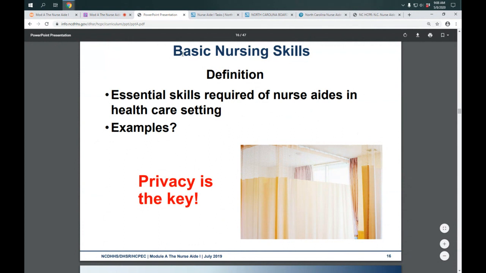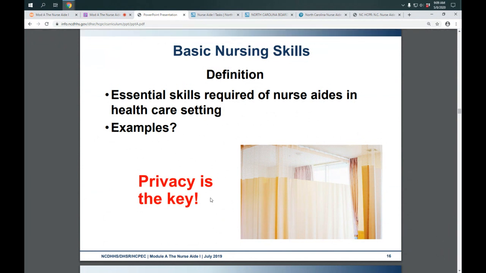Basic nursing skills would be monitoring, documenting, reporting vital signs, management of pain. Oh boy, we're going to have a whole little unit on pain. As directed by the nursing care plan, we're going to talk about that too. Application of warm cold, dressing changes, privacy. Oh boy, are we going to be driving this home for you?